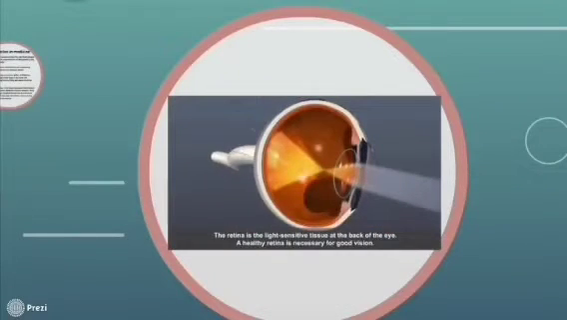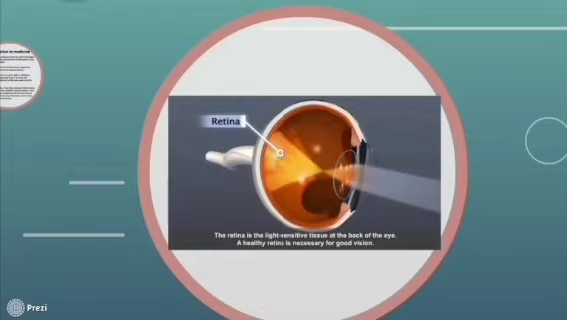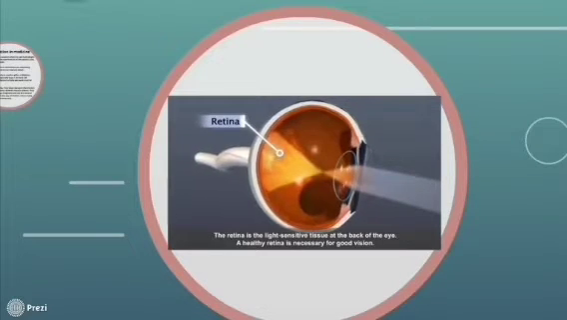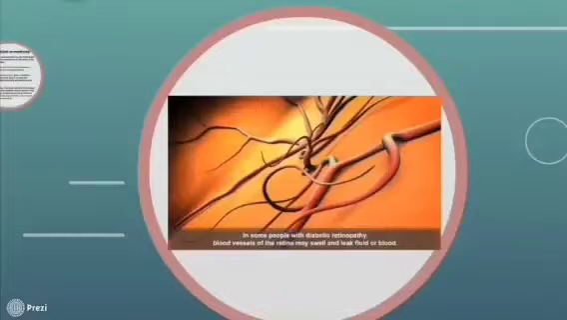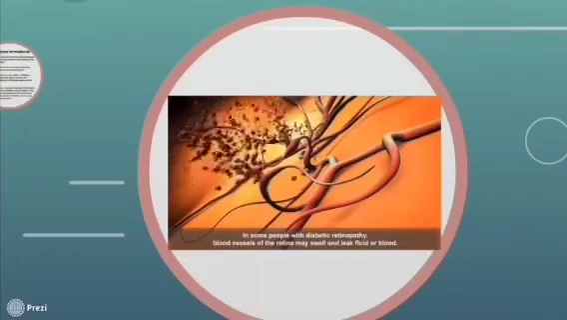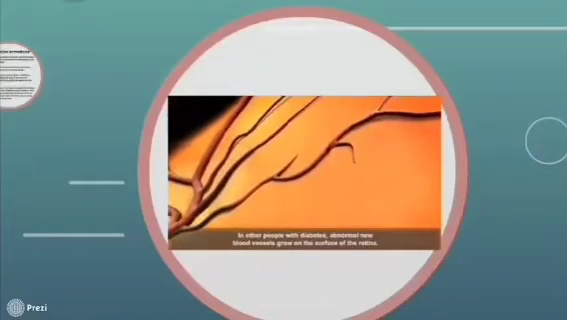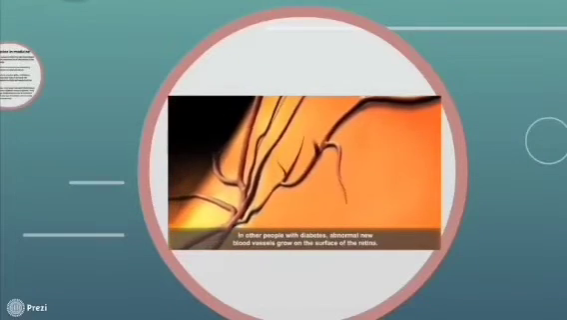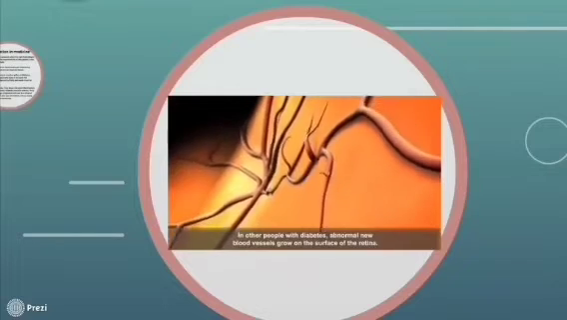The retina is the light-sensitive tissue at the back of the eye. A healthy retina is necessary for good vision. In some people with diabetic retinopathy, blood vessels of the retina may swell and leak fluid or blood. In other people with diabetes, abnormal new blood vessels grow on the surface of the retina.